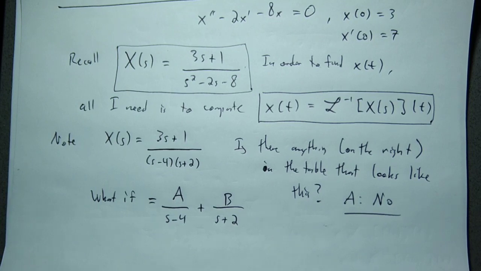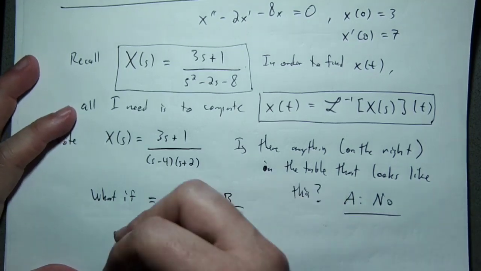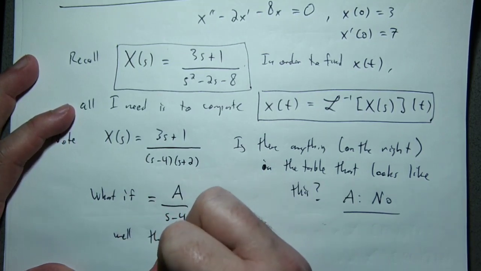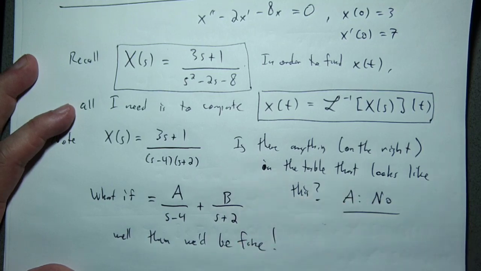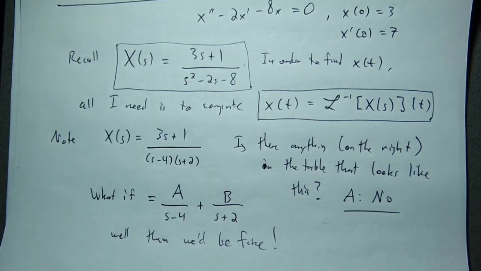The question is, if I look at the table, is there any entry that looks like 1 over s minus 4 or 1 over s plus 2? The answer is yes, right? Looks like exponential stuff. Well, then we'd be fine. Can I make this equal to that? Yes, indeed I can. How do I do it? Partial fractions.